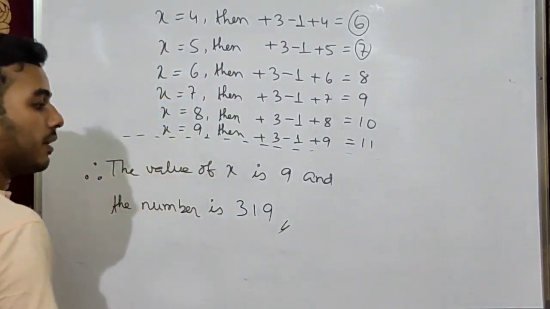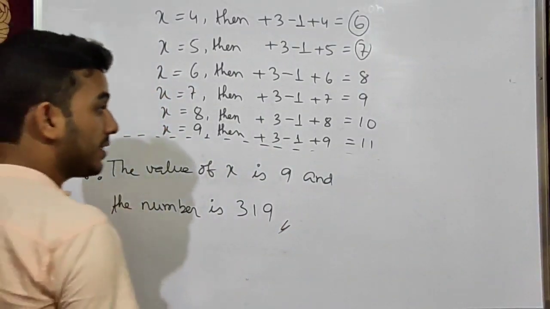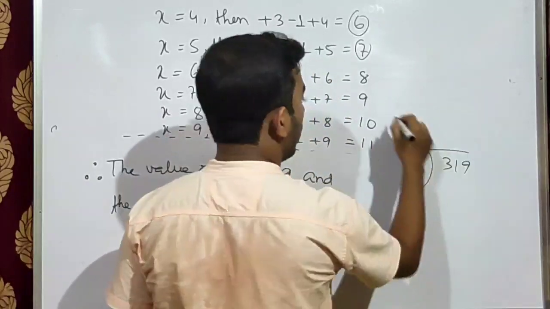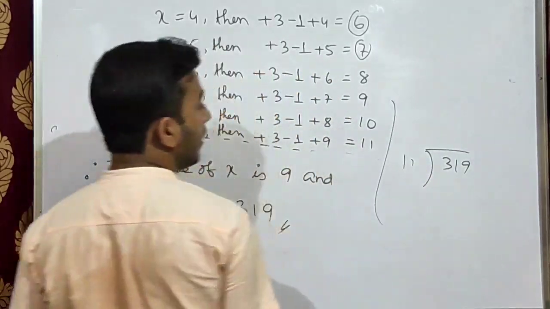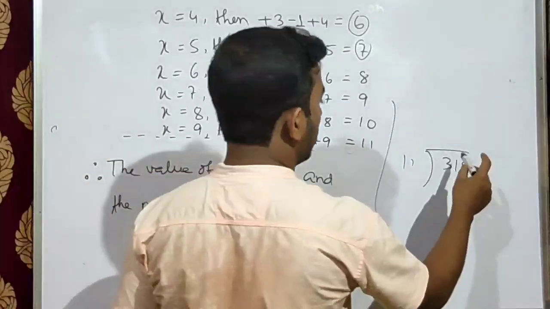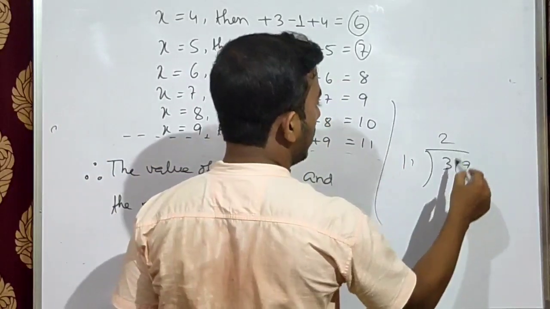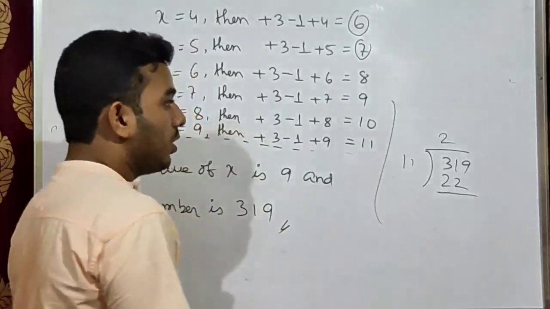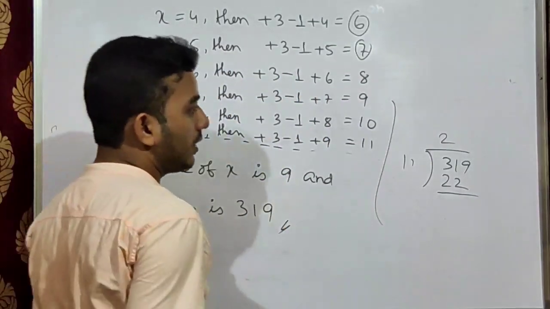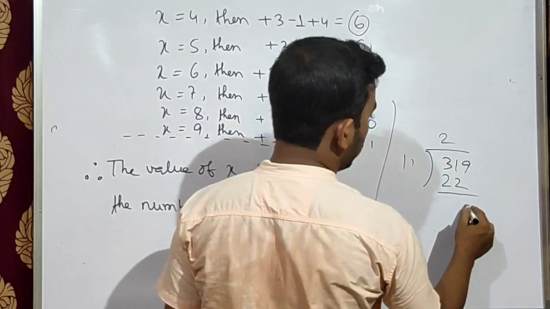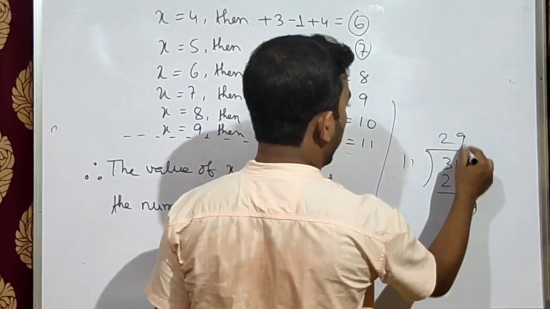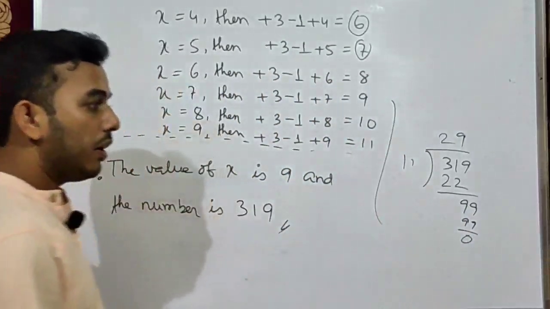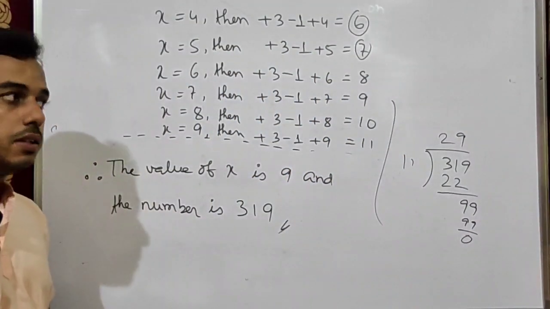Up to this clear? Okay, now let us check whether 319 is divisible by 11 or not. This is not from your exam point of view, just for fun. So 11 into 2 is how much? 11 into 2 is 22, right? Now 31 minus 22 is 9. So 11 into 9 is 99. So the remainder left is 0. So 319 is divisible by 11, isn't it?